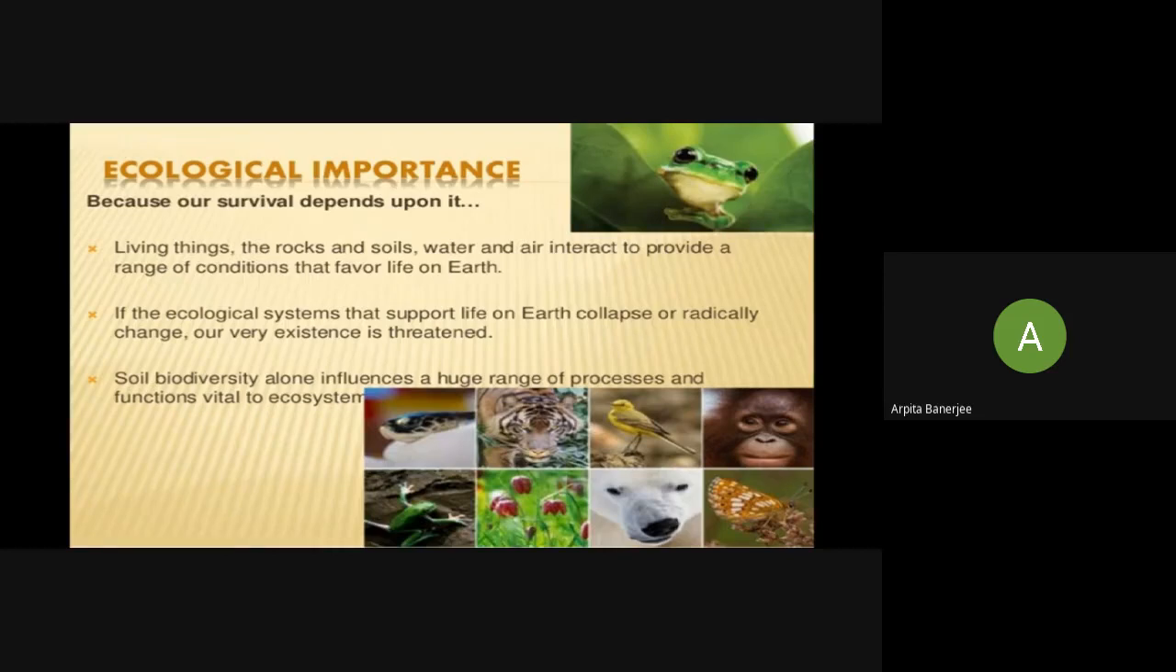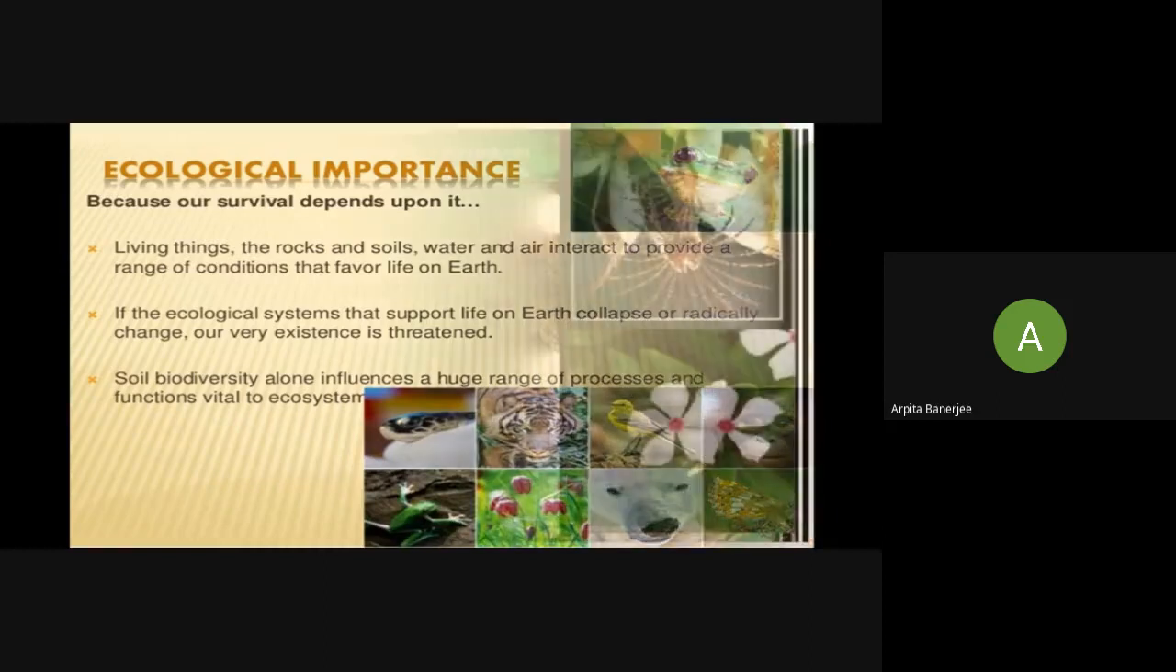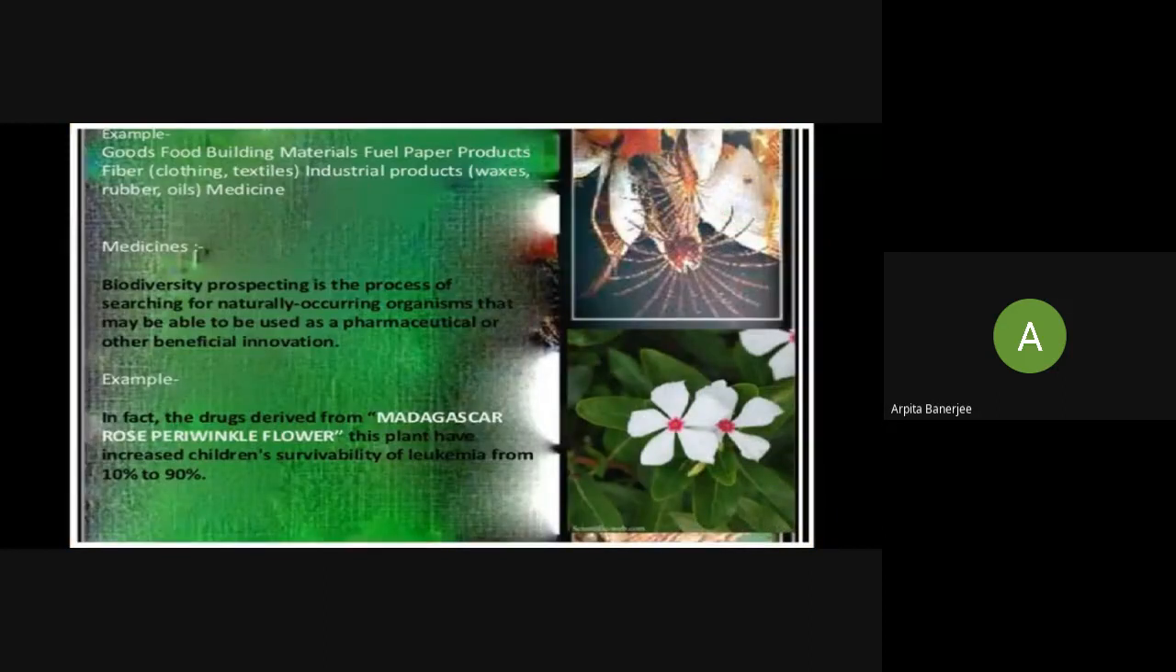Next we'll move on. Give an example: goods, food, building materials, fuel, paper products, fiber, clothing and textiles are also included. Industrial products like wax, rubber, oils, medicine. For this purpose, biodiversity is also important to human beings.